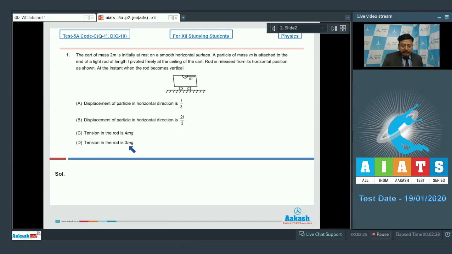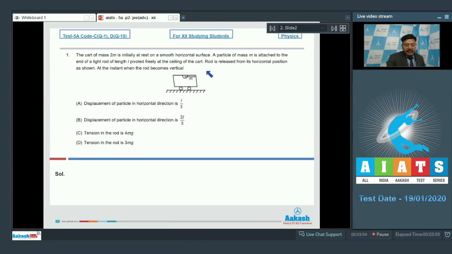So let's get going. Now we can see that on the system of the particle and the cart there is no external horizontal force, which means that the acceleration of center of mass horizontally is 0, and since the center of mass was initially at rest, the displacement of the center of mass of the particle and cart system horizontally is going to be 0. With that in mind, we assume that the displacement of the particle horizontally is x1 and the displacement of the cart is x2.